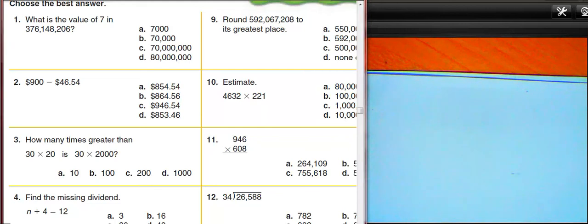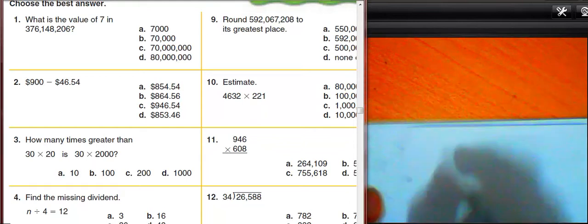We will solve a lot of questions about value and subtraction and multiplication and division. Look with me at question number 1. What is the value of 7 in 376,148,206? Question number 1.